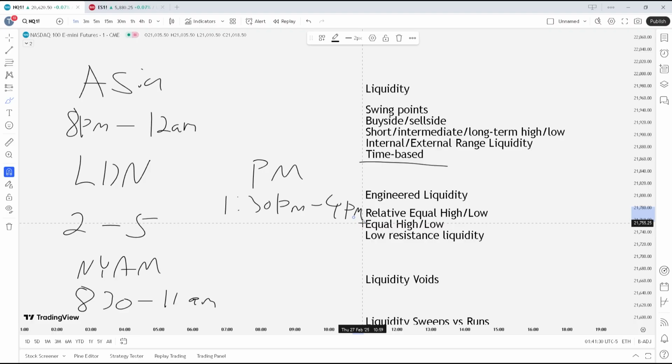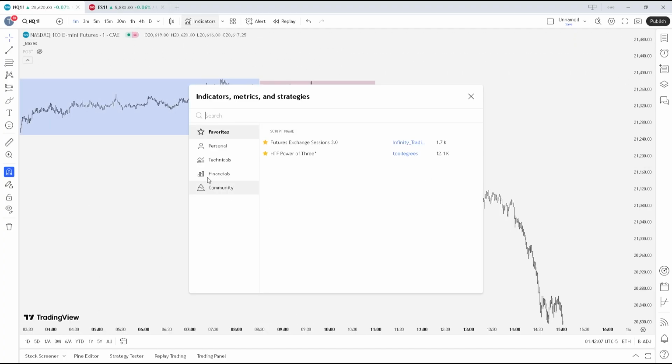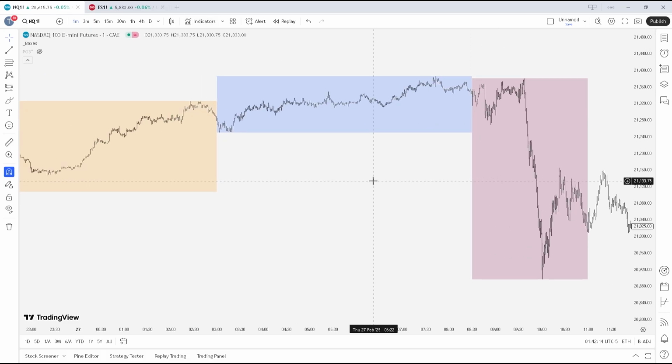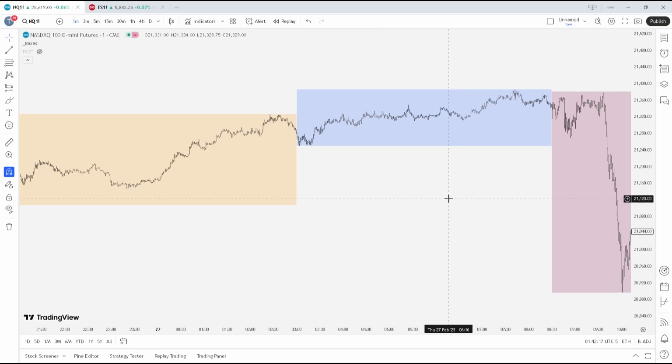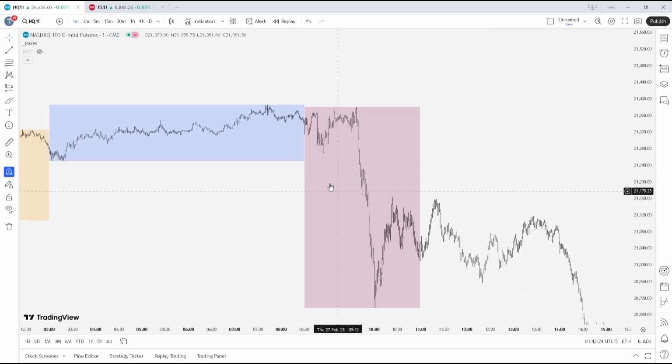And the highest highs and the lowest lows between these sessions are very, very important, right? I'm going to show you some examples right now. So on the charts, I have this indicator. It's called the Futures Exchange Sessions 3.0 by Infinity Trading. And basically what it does is show you the different sessions. So for me, I have Asia as this kind of yellow color, and then London is this blue color, and then New York as this kind of pinkish purplish color.